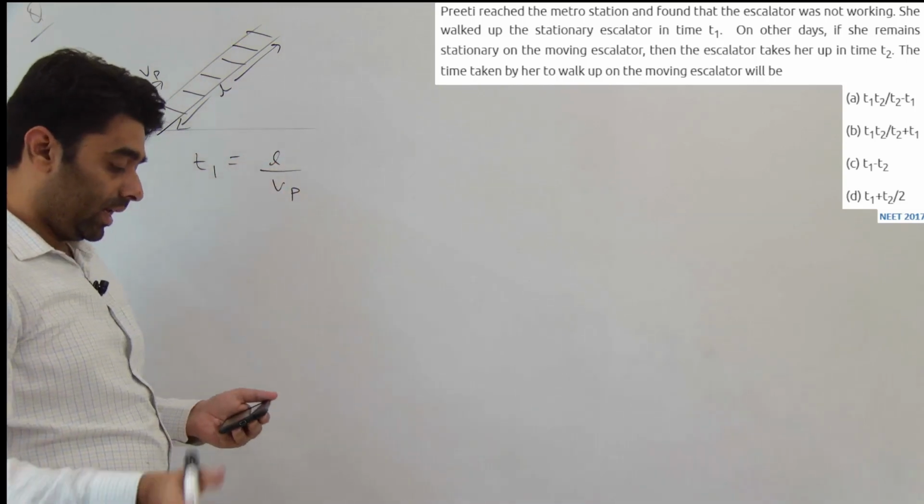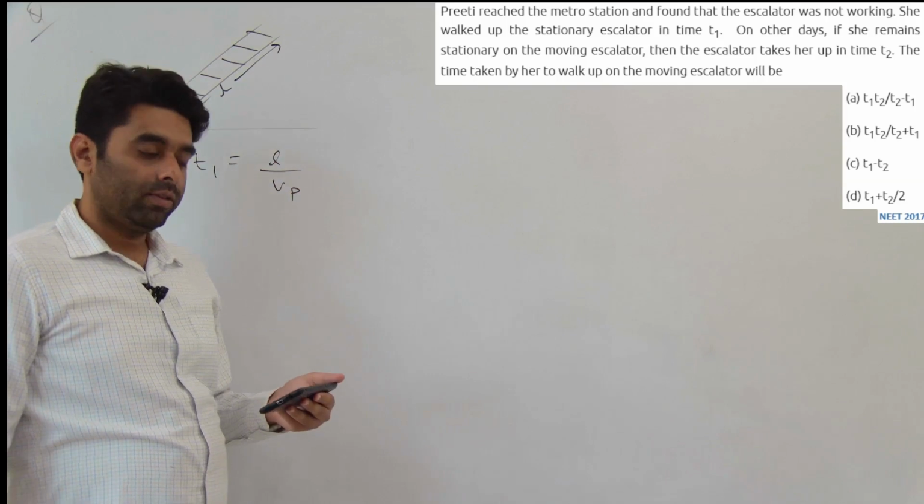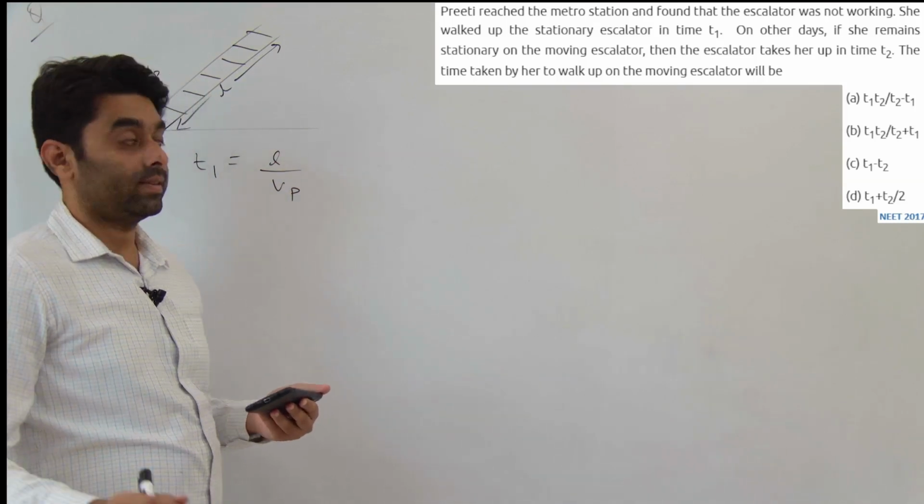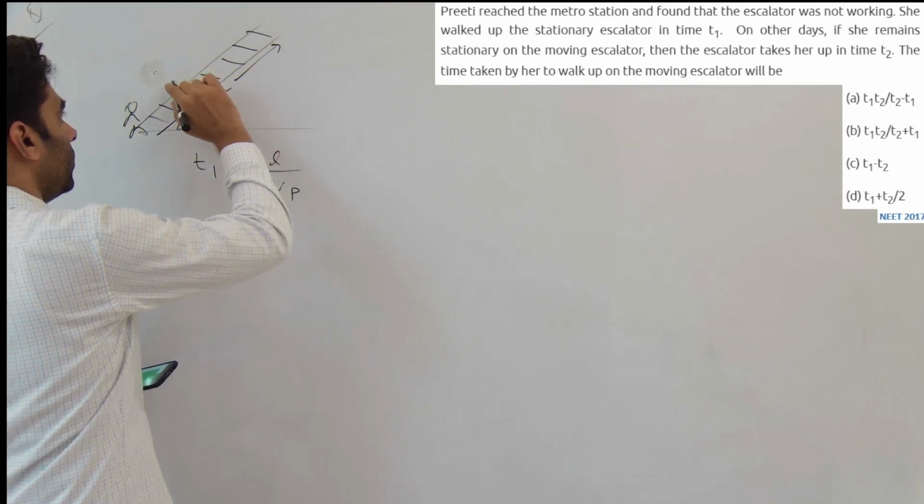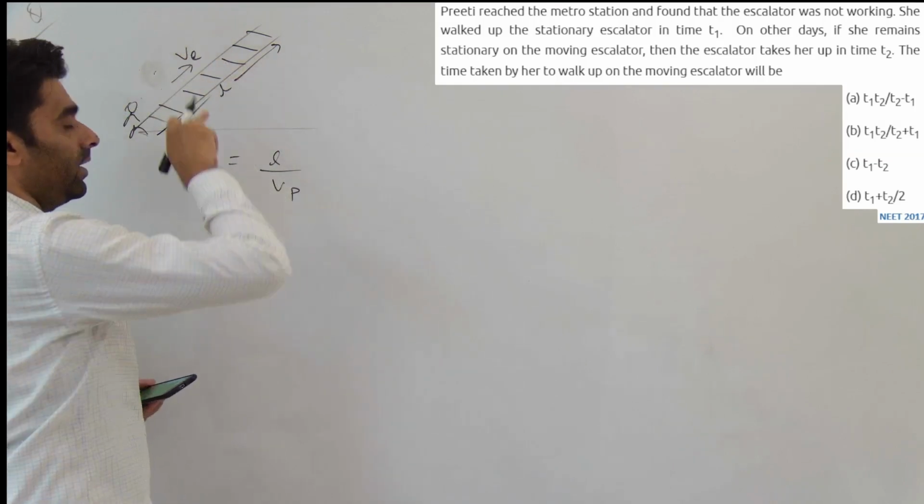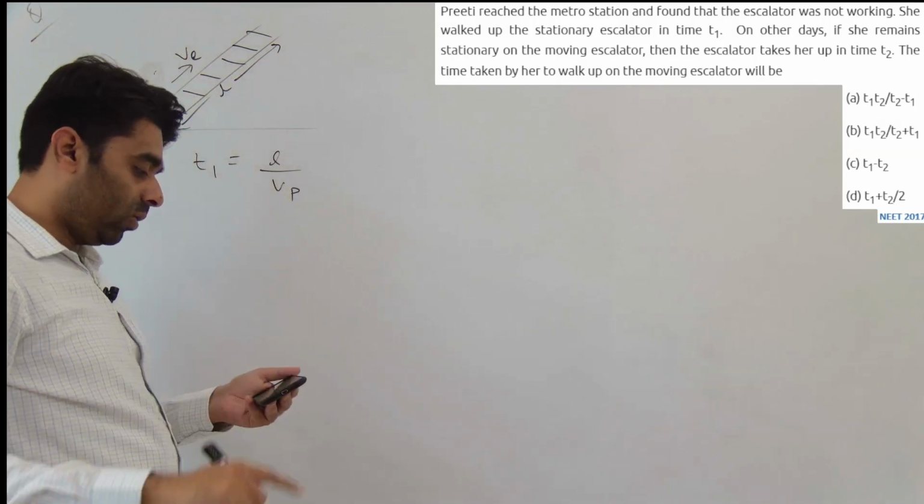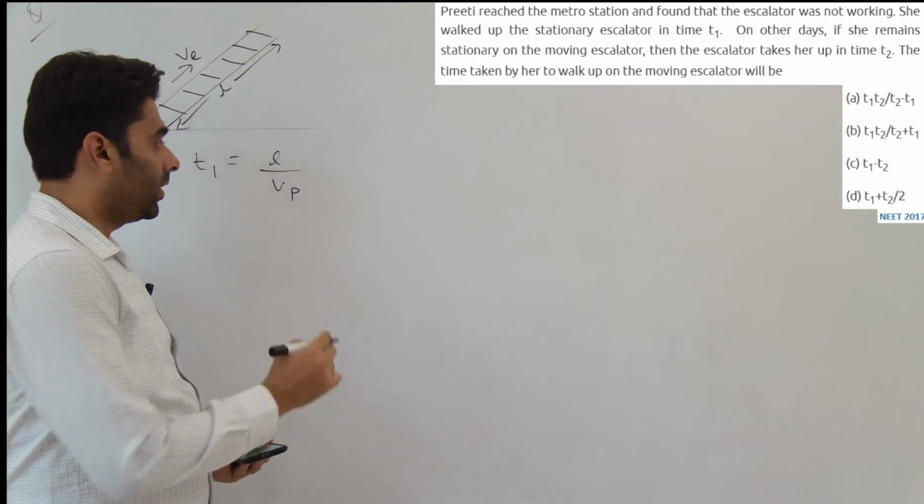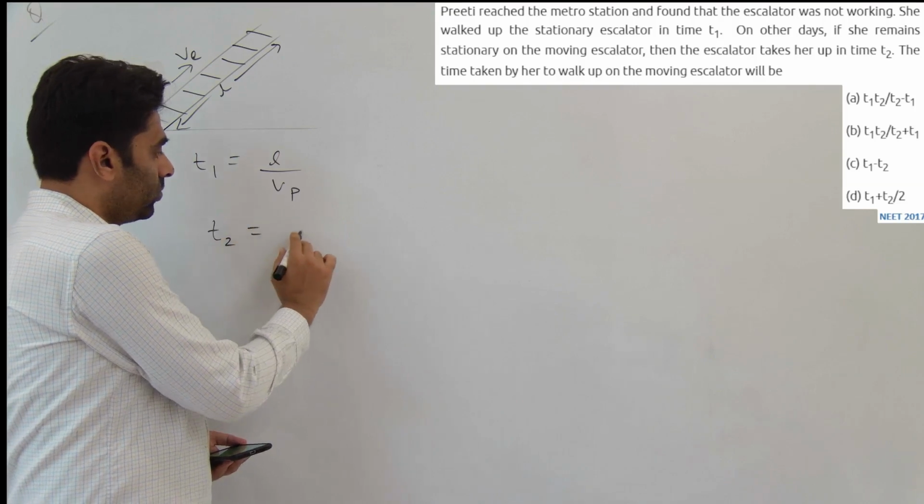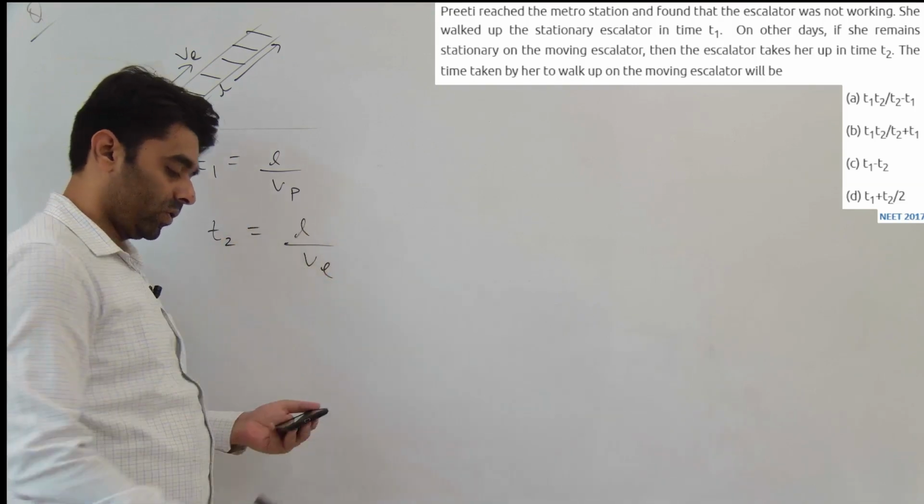Well and good. Next he says, on other days, she remains stationary on the moving escalator. That means she just stands and the escalator is moving. So let us call this your velocity of escalator, if escalator moves with Ve. So then how much time is she taking? Then the escalator takes her up in time t2. So what can we write? T2 is equal to what? L by Ve. Okay, well and good.